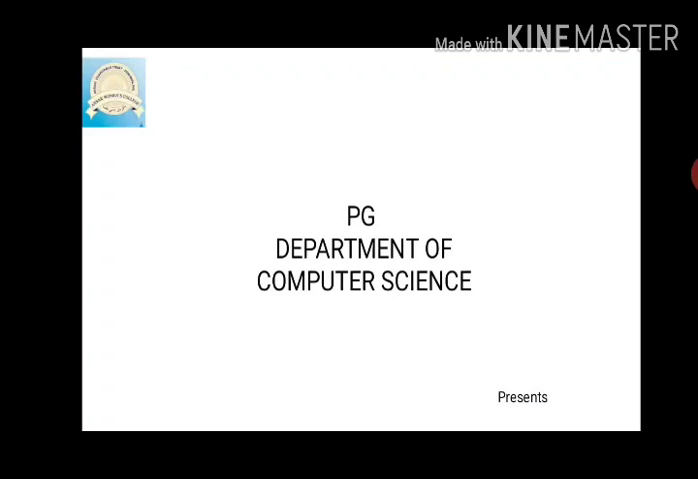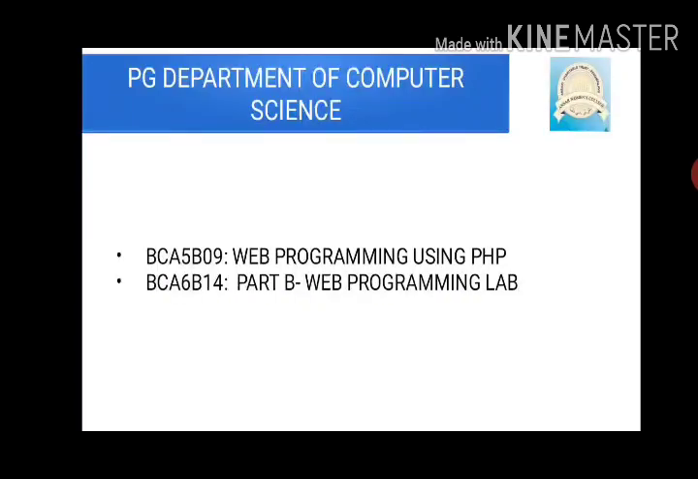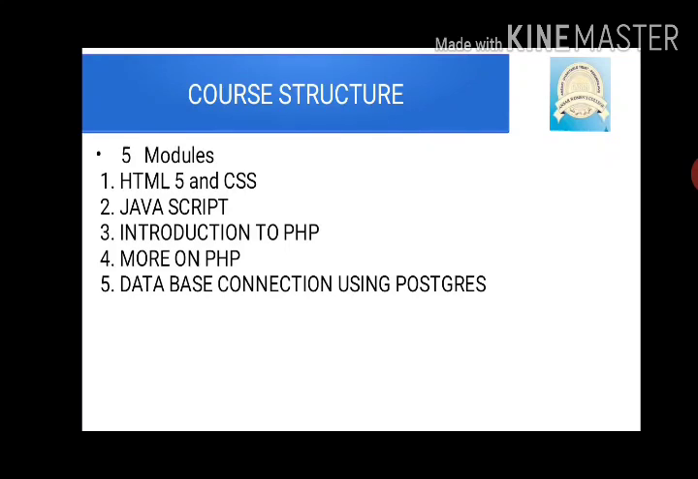In the current semester, I handle two papers in your class, one theory paper and one lab paper. Let's look at the brief description of our papers. Web Programming using PHP is the paper which I take in your class. The paper consists of five modules. Some of the portions are familiar to you from your previous semesters.